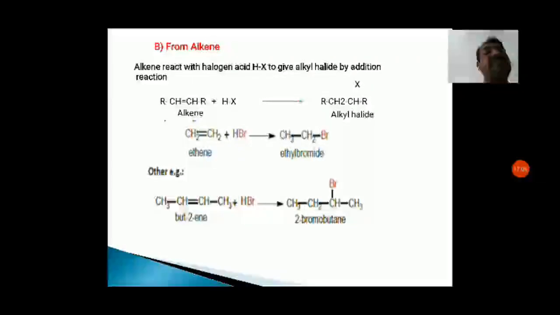From alkene: alkene reacts with halogen acid, halogen acid means HX, to give alkyl halide by addition reaction. Now here we have taken a symmetric alkene. Why is it a symmetric alkene? If the two double bonded carbon atoms are attached to the same groups or same atoms, then it is called a symmetric alkene. In case of symmetric alkene, if we treat with halogen acid, then a simple addition reaction takes place. Either atom, hydrogen or halogen, may get attached to either double bonded carbon atom. So we get alkyl halide like this.